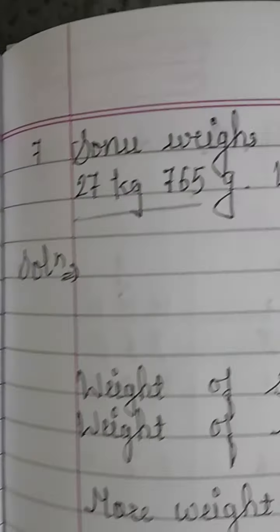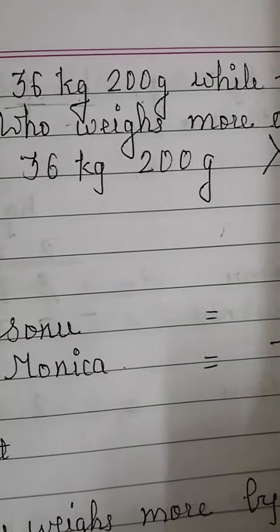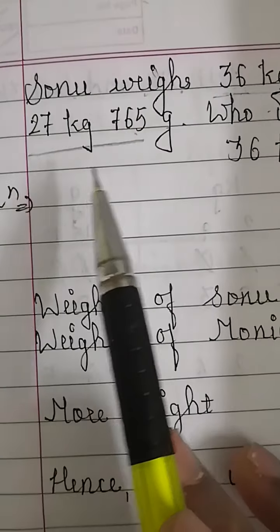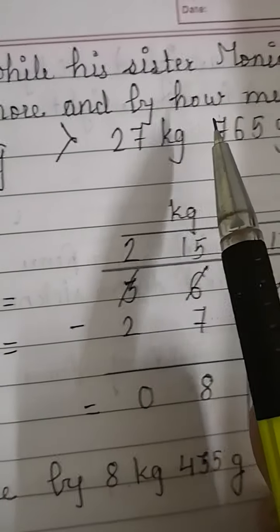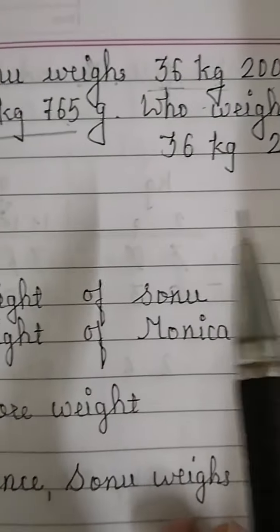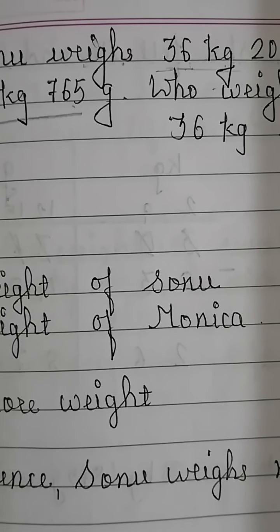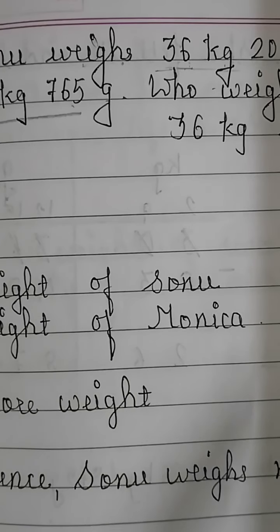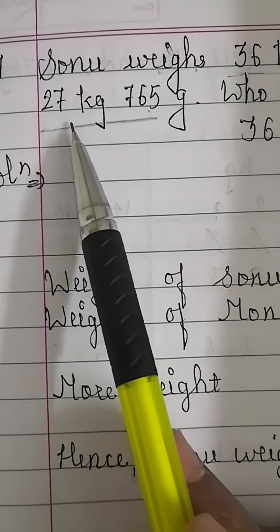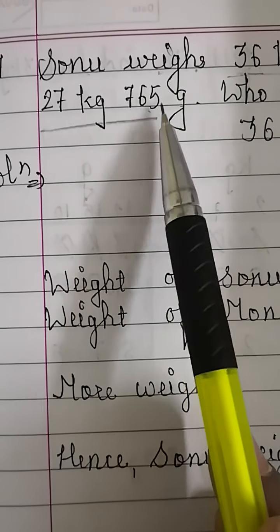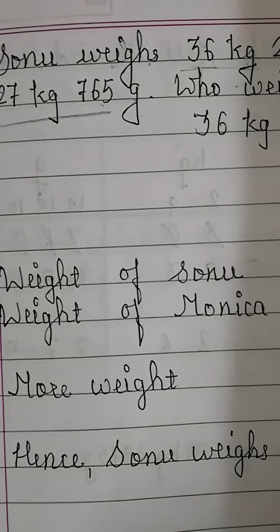Next one, Sonu weighs 36 kilogram, 200 gram, while his sister Monica weighs 27 kilogram, 765 gram. Who weighs more and by how much? Children, Sonu's weight given to us here is 36 kilogram, 200 gram. And his sister Monica, her weight is also given. And she is 27 kilogram and 765 gram.